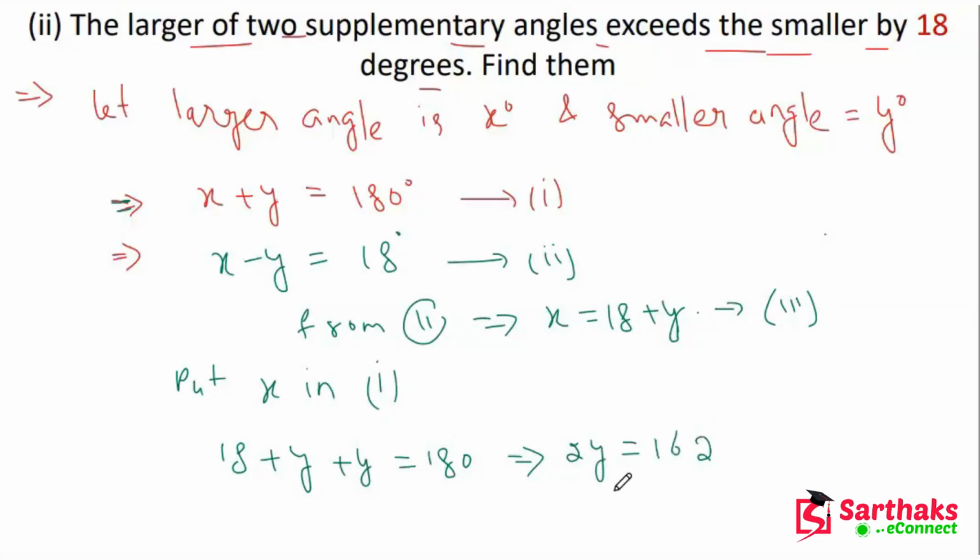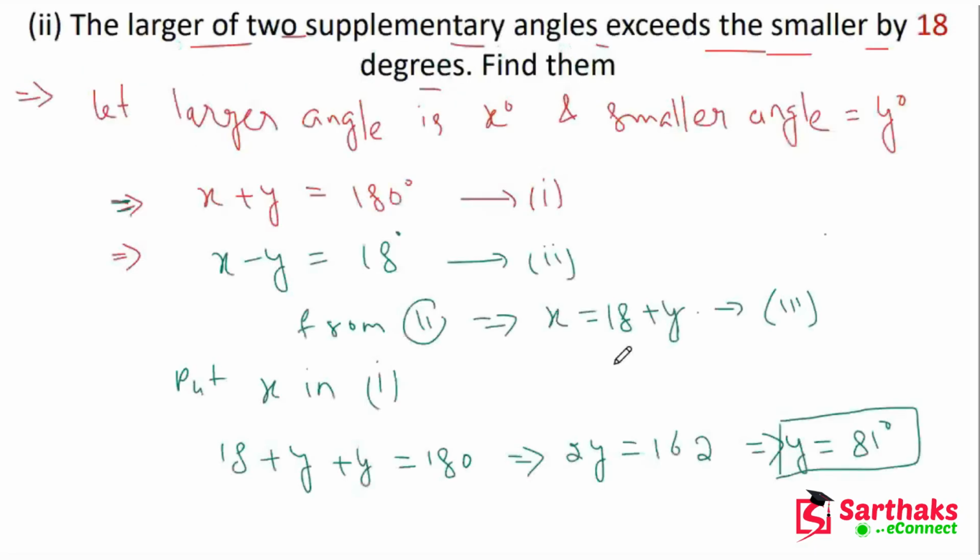Okay, and we have the value of y. If we divide 162 by 2, then we have 81 degree. So the smaller angle is 81 degree. And what is the larger angle? So put the value of y in equation third.